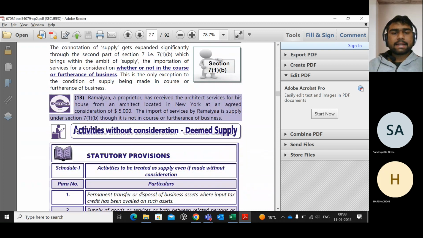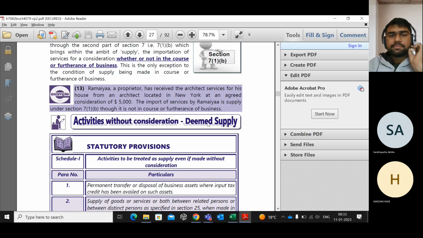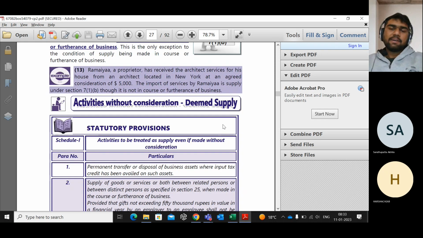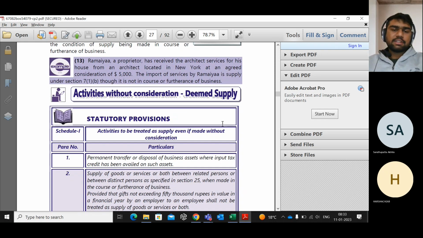The activities without consideration are deemed supply. Again, this deemed supply is different, and another deemed supply is also there. Don't link both. It is activities without consideration. It is deemed to be supply. It is not deemed supply. Deemed to be supply. There is a difference between deemed supply and deemed to be supply. We will look at it in further chapters.